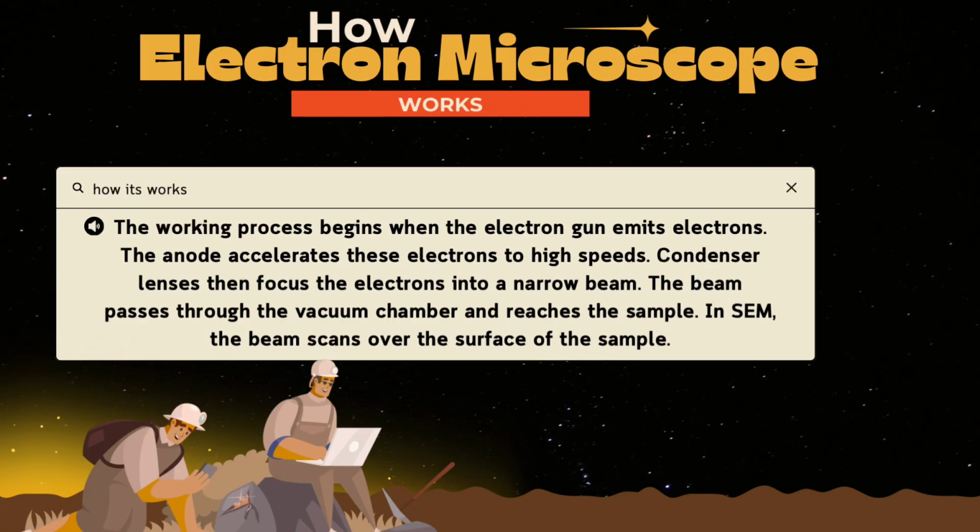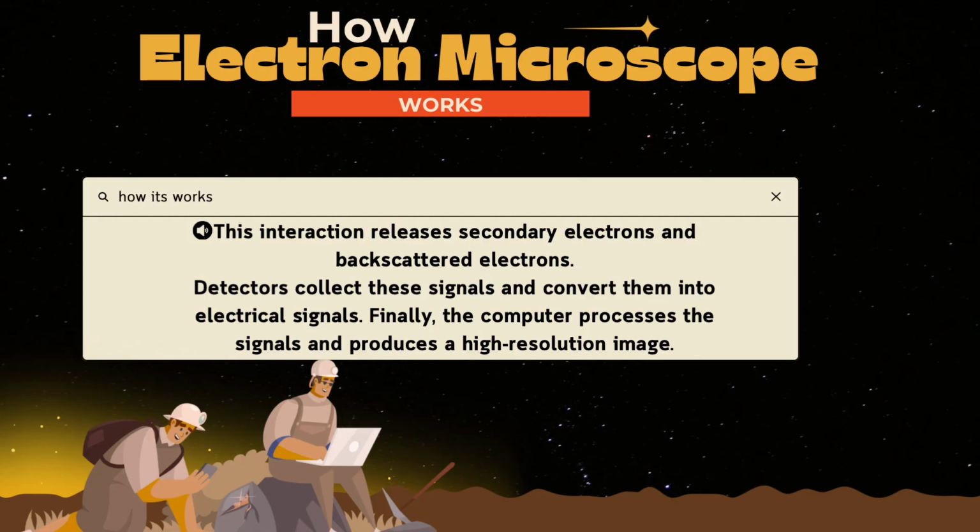The working process begins when the electron gun emits electrons. The anode accelerates these electrons to high speed. Condenser lenses then focus the electrons into a narrow beam. The beam passes through the vacuum chamber and reaches the sample. In SEM, the beam scans over the surface of the sample. This interaction releases secondary electrons and backscattered electrons. Detectors collect these signals and convert them into electrical signals. Finally, the computer processes the signals and produces a high-resolution image.